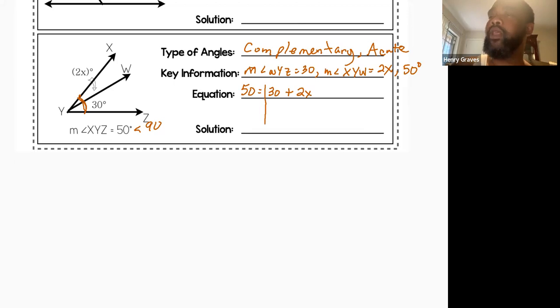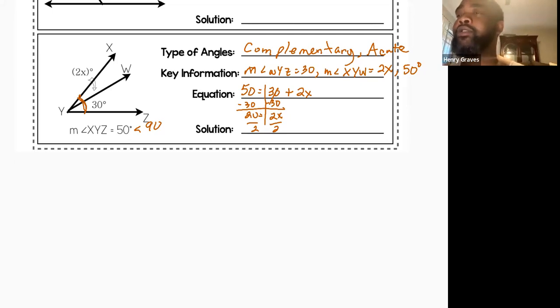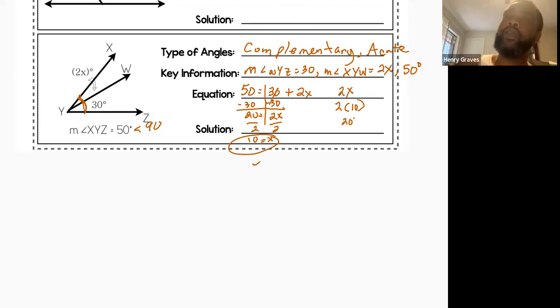So 20 equals 2x. Yes, I'm playing EDM music in the background. Divide by 2. So 10 equals x. Bam. So since 10 equals x, I can just do 2 times 10 for the 2x, right? Which is 20. So we know this guy here is 20 degrees. And 30 plus 20 is, of course, going to be 50.